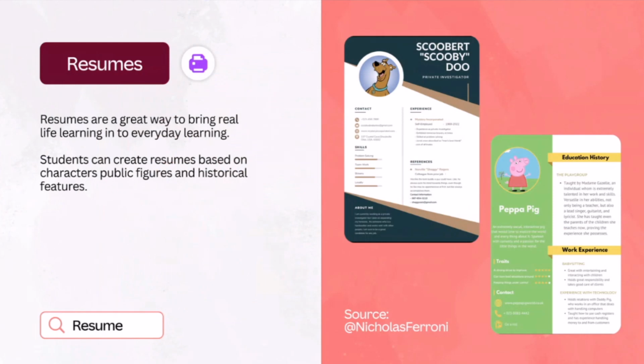And sometimes it's even taking something that wasn't meant to be used in this way and mixing it up. You see these examples shared by Nicholas Ferroni. I think this was found on Twitter. This teacher took a typical resume template and turned it into an assignment where students were creating resumes for a fictional character. So here we have Scooby-Doo, Peppa the Pig. Maybe it is a character in a novel they're reading, or somebody in history that you're studying. Maybe it's a famous artist.